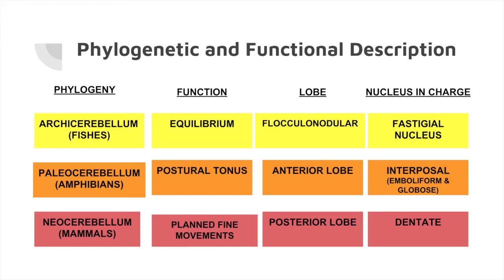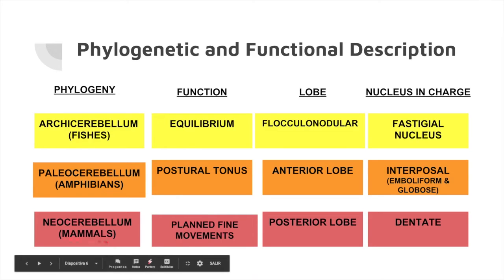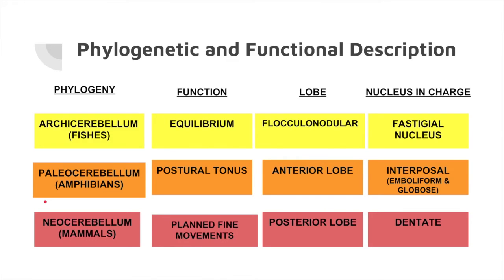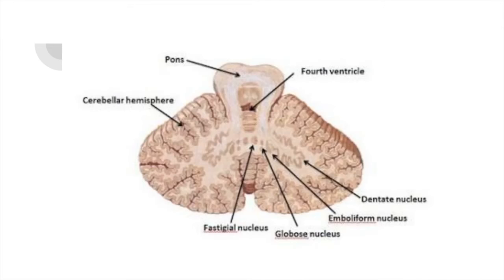And finally, the last part that developed in evolutionary history was the neocerebellum, which appeared in mammals, and is a structure that has the task to plan fine movements, and not only fine but also complex movements. It is located on the posterior lobe, and the nucleus that is in charge is the dentate nucleus.